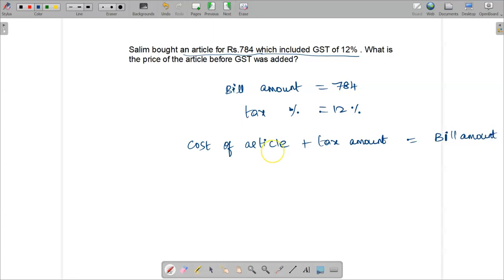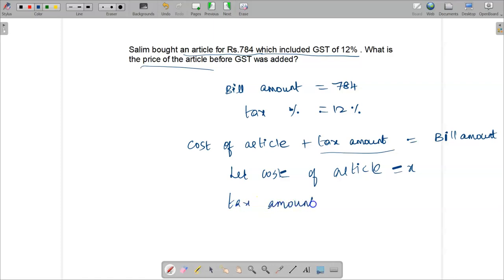So the cost of the article we need to find out. Let the cost of the article be equal to X, because that is what we are going to find out. That is the price of the article. Let me take it as X because we don't know. Then the tax amount we need to calculate. The tax amount is given by tax percentage into the cost of the article.